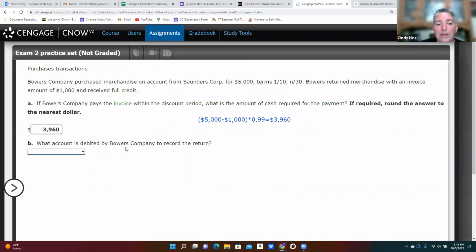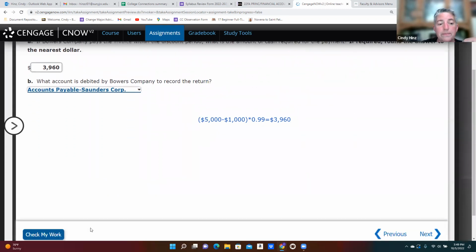What account is debited by Bowers Company to record the return? So Bowers Company was the buyer. When they made the return, they would be crediting merchandise inventory to reflect that they don't have that inventory anymore. And the debit would be to accounts payable. They no longer owe Saunders Corporation, so they want to get it out of accounts payable so that it's not showing as a liability for them any longer.